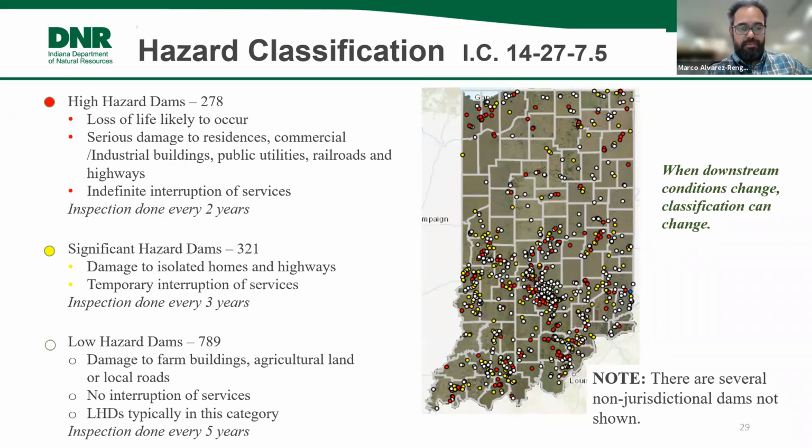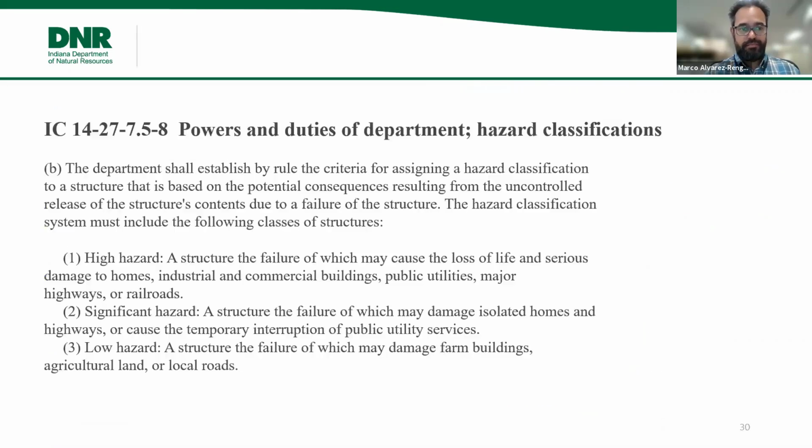This particular class of dams is going to be inspected by DNR unless the owner wants to get a private engineer, a professional engineer, to inspect the dams, and is expected to be inspected every 3 years. The last one, the low hazard dams, basically can damage farm buildings, agricultural land, or not cause interruption of services. Also, low head dams, which is another thing we're going to be talking about later, are typically in this category. This dam is inspected every five years by DNR staff. A difference from these two, low and significant hazards, is that the high hazard dam has to be inspected every 2 years, and the inspection has to be done by a professional engineer hired by the owner. So this is what you can find under the duties and the powers of the department on the hazard classifications. And this is a brief explanation of what I just mentioned before.